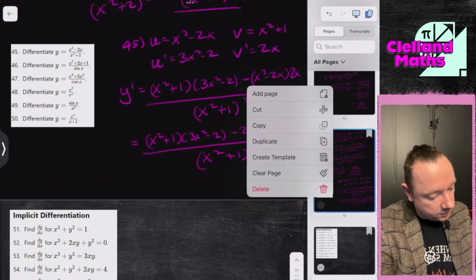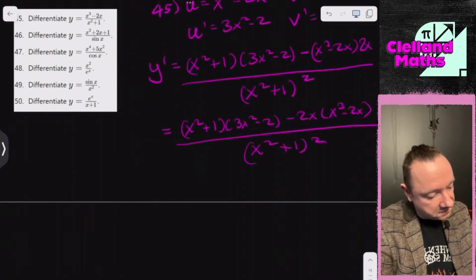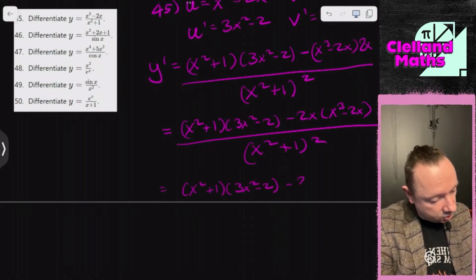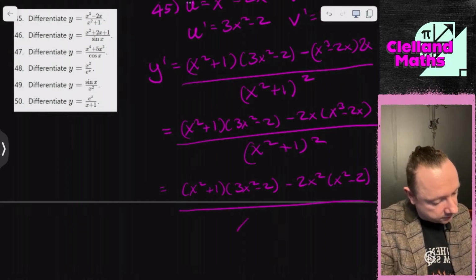So I'm going to add a page, but I'll fix it now. But I would say that you've got x squared plus 1, 3x squared minus 2, minus 2x squared, x squared minus 2 again, over x squared plus 1 all squared.